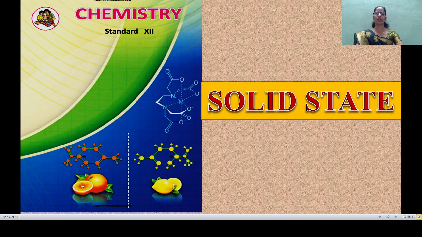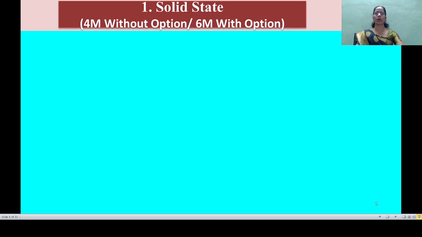Today we are going to learn the new chapter in chemistry. This is the first chapter of the chemistry textbook, named Solid State. In the state board exam, the weightage for this chapter is 4 marks without option and 6 marks with option.